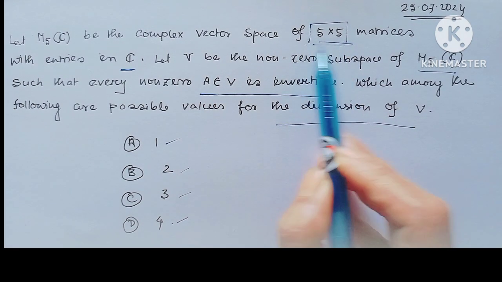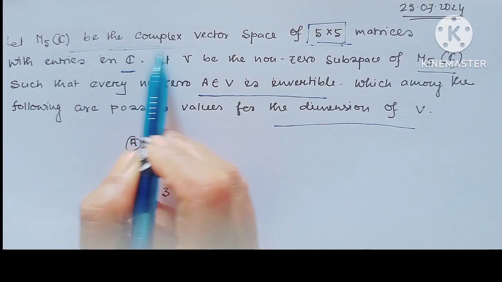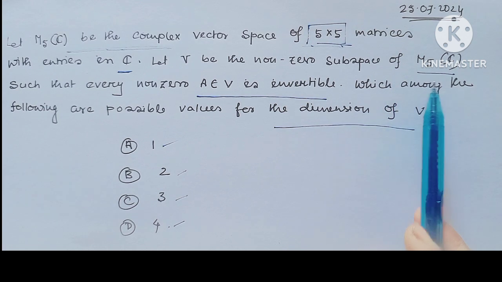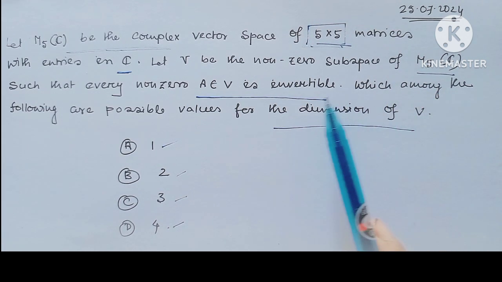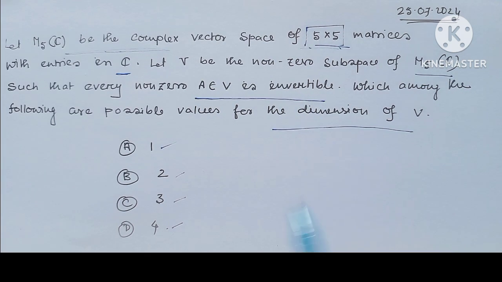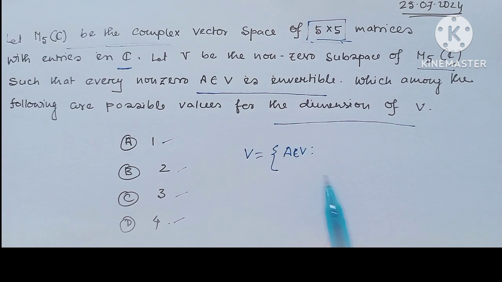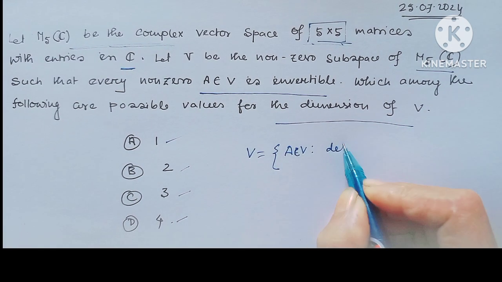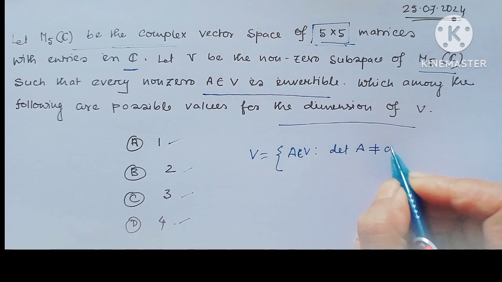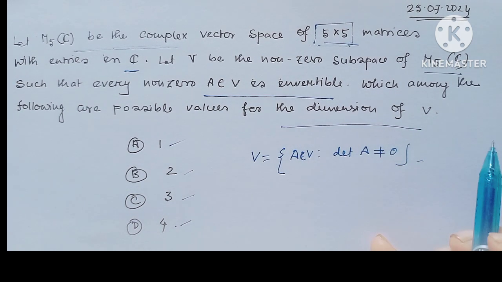Here we have considered 5 cross 5 matrices with complex entries, and V is a subspace of 5 cross 5 matrices such that every non-zero A is invertible. That means V contains those A which are invertible, that means those A such that det of A is not equal to 0. Then which of the following are possible values for the dimension of the vector space?